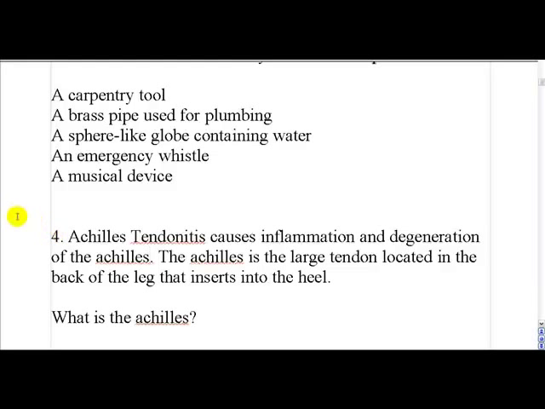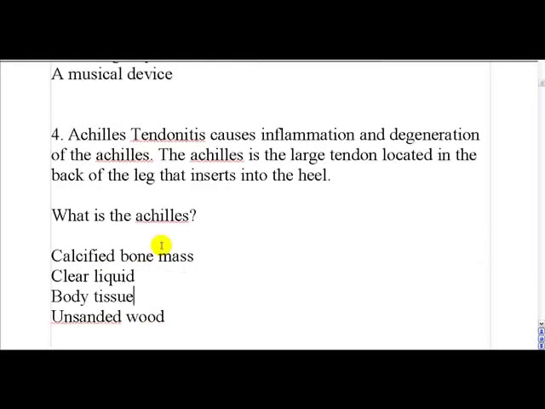So again, you might not be sure what the Achilles is, but you see the be verb here? So it is the large tendon. It's a tendon. It's located in the back of the leg that inserts into the heel. Now it also says that the Achilles can be inflamed. It is called Achilles tendonitis, which means that the Achilles can be inflamed and it can be degenerated. So the question is, what is it?